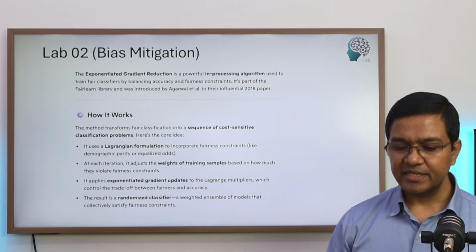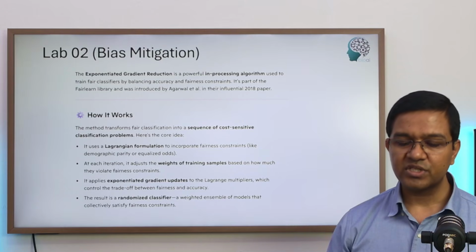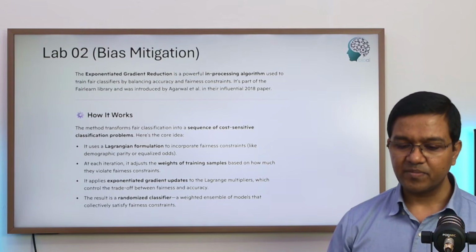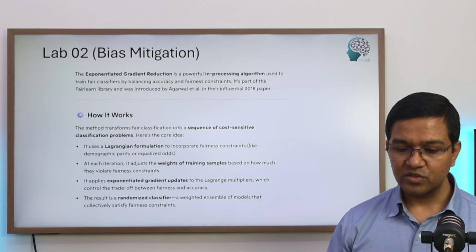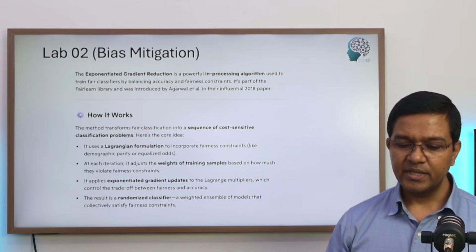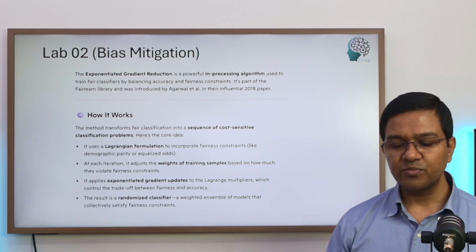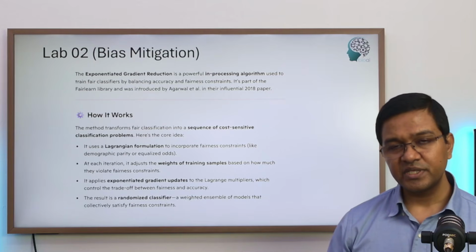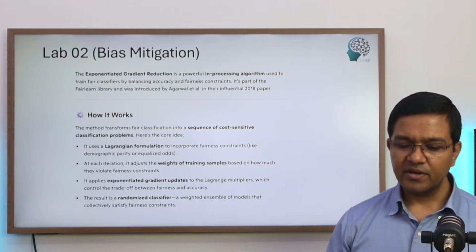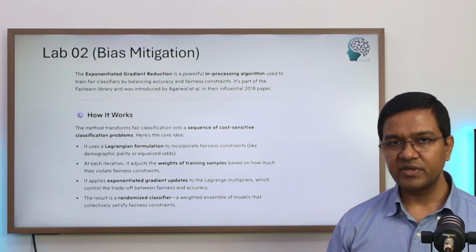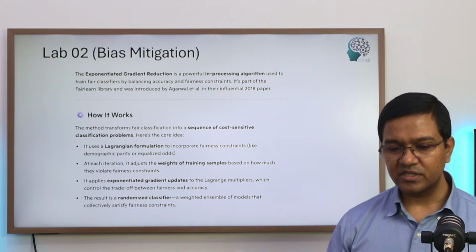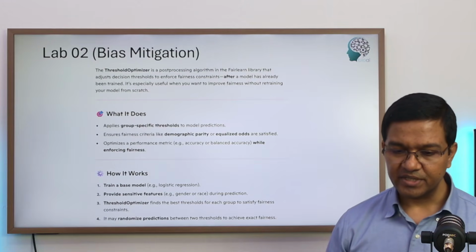At each iteration of the training, we weight the training samples based on how much they violate the fairness constraint. After that, we apply the exponentiated gradient update to these Lagrange multipliers, which controls the trade-off between fairness and accuracy. Finally, we get a randomized classifier, a weighted ensemble of models that collectively satisfy the fairness constraint. So this is one method that works during the training time.